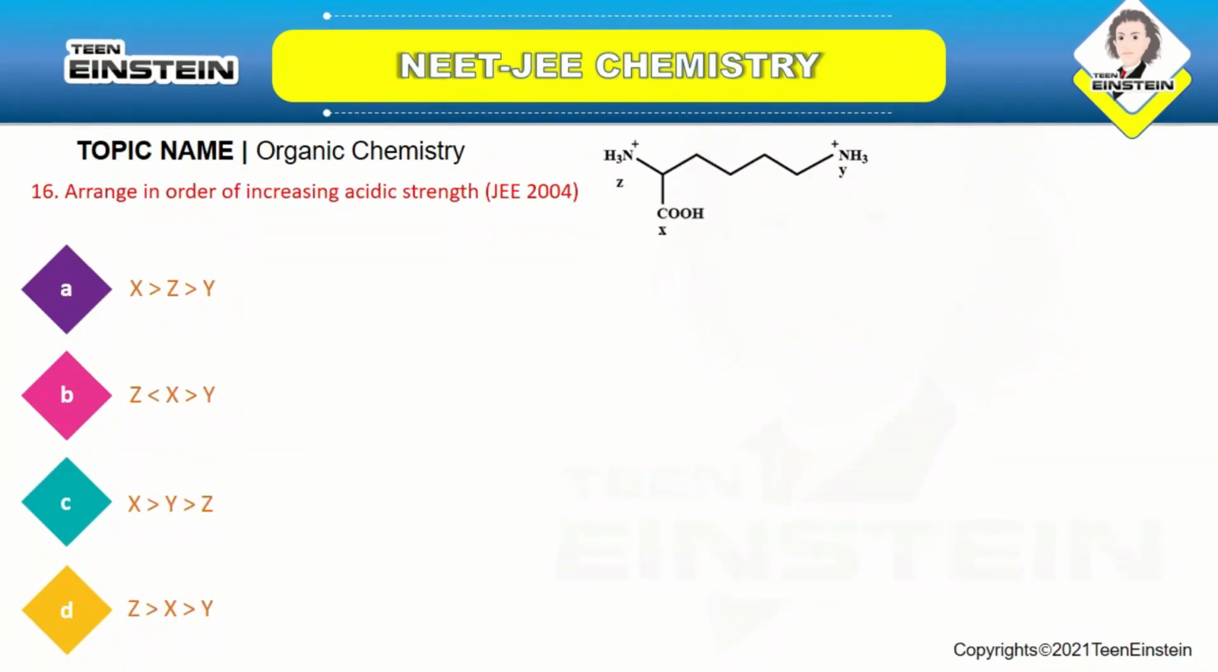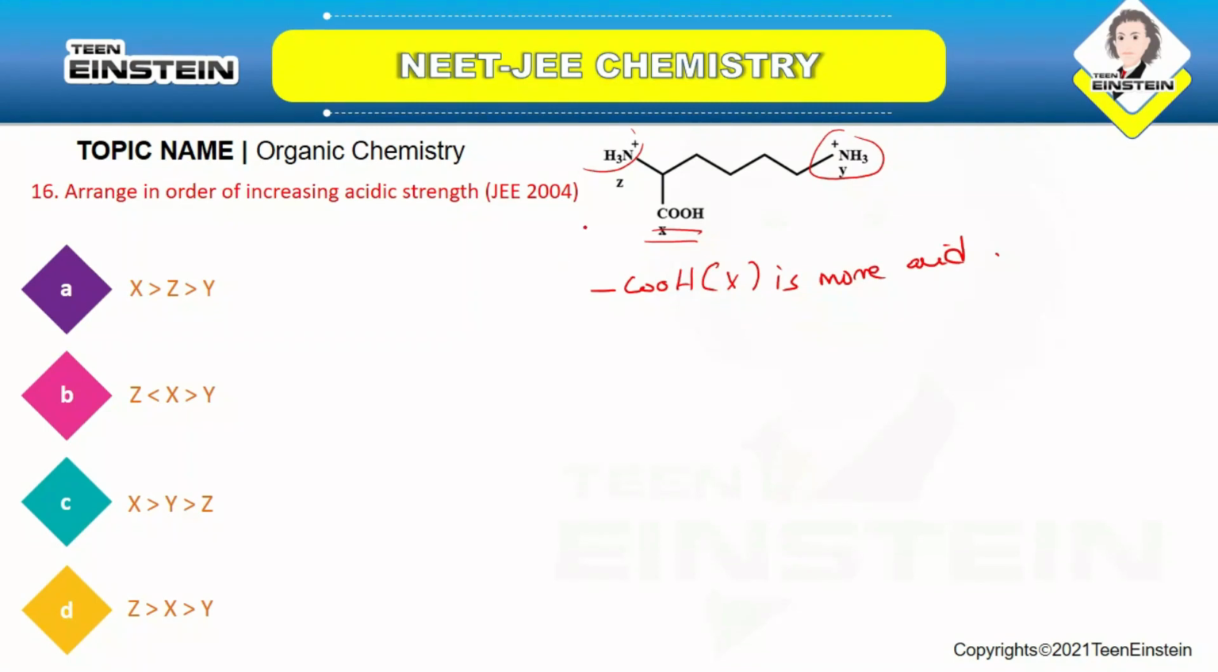Let's move on to the next question. Arrange in order of increasing acidic strength. In the given compound, the carboxylic acid is a stronger acid than the ammonium ion. So hence this COOH, that is the acid group, is more acidic.